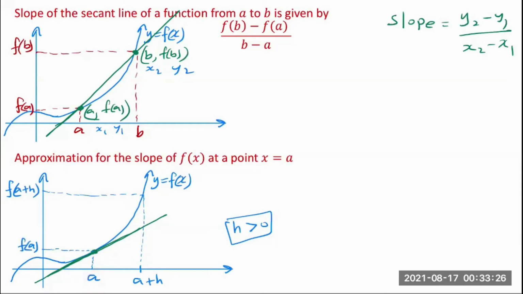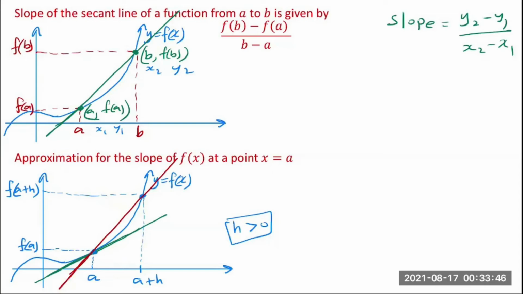Now what I'm going to do is join these 2 points to get my secant line. This point and this point. If I join those 2 points, this is the secant line I come up with.